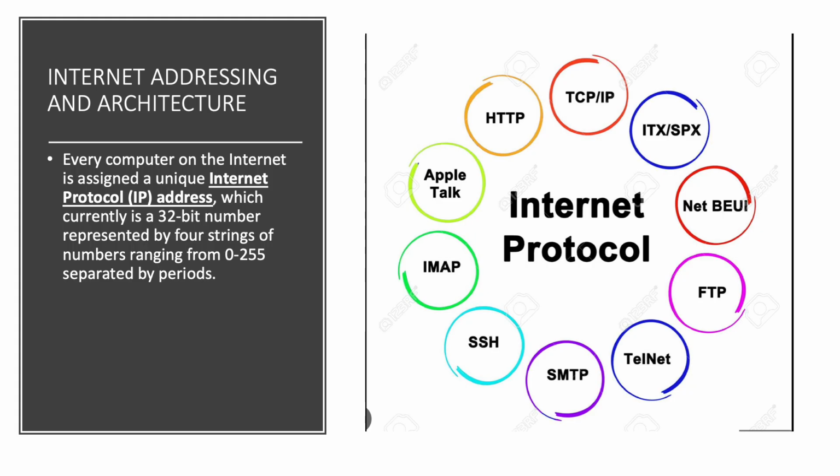Next is internet addressing and architecture. Every computer on the internet is assigned a unique Internet Protocol address, or IP address, which currently is a 32-bit number represented by 4 strings of numbers ranging from 0 to 255, separated by periods.